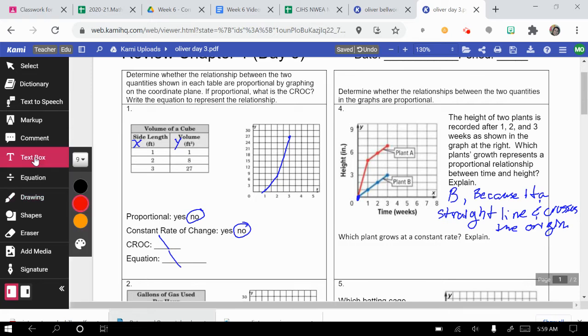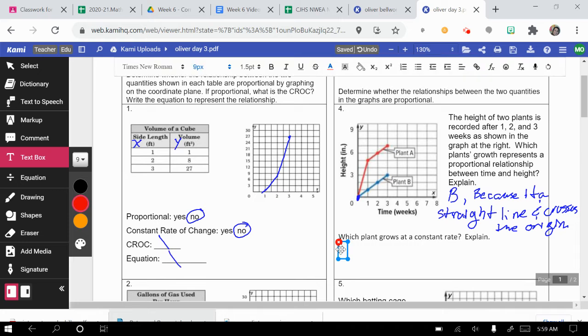Okay, so which plant grows at a constant rate? So again, we would say plant B, because it has a straight line and slope, and the slope is our constant rate of change, and it goes for a slope of 1 inch per week. What is the constant rate? Well, the constant rate is 1 inch per week.